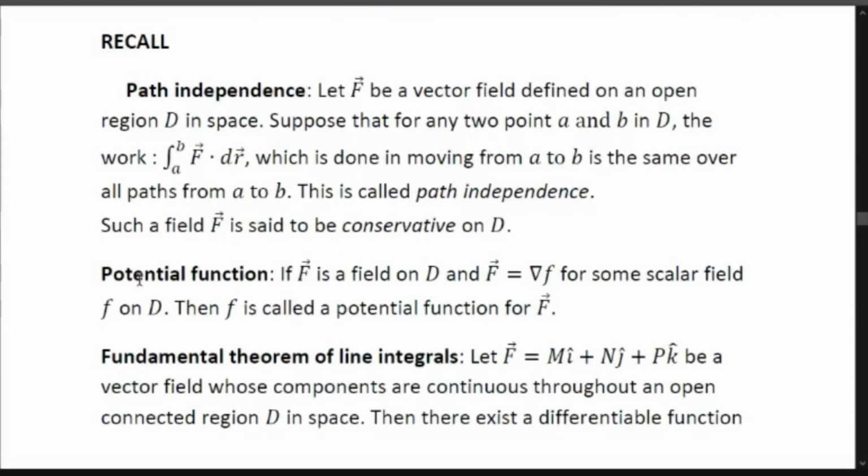And a potential function for a vector field is a scalar field, small f, on D, which satisfies the condition that the vector field F is the gradient of that scalar field. So if a vector field can be represented as a gradient of a scalar field, then that scalar field is called the potential function of the given vector field.